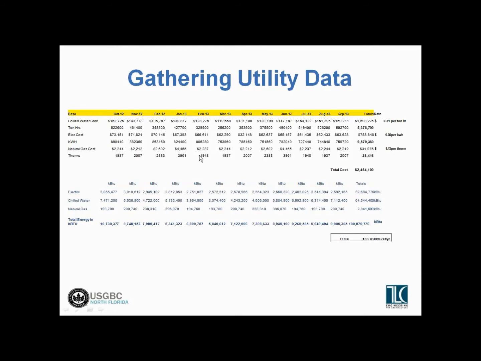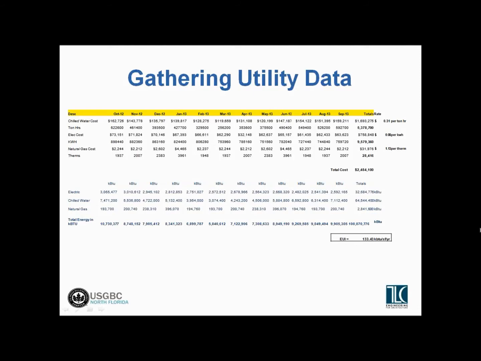And so it shows all of the data and cost for each of those utilities for 12 months, both the cost and the consumption. So in chilled water usage, it's measured in ton hours. In the electricity, it's in kWh, and in the natural gas, it's in therms. And then at the bottom, in the blue, to determine energy use intensity, I've converted all of those different units into a common unit, kBTUs, which is a pretty common way to measure your energy use intensity.